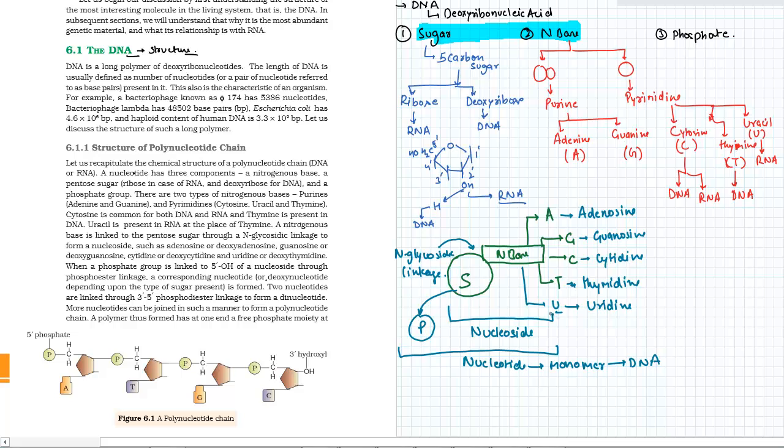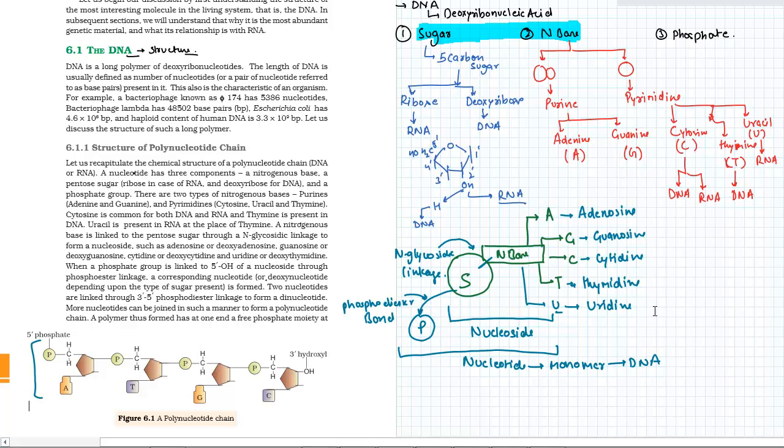If you've got uracil, then it is RNA. If it is thymine, then it is DNA. What other differences we are going to see along with it. So this bond will be known as phosphodiester bond. If the bond between sugar and nitrogenous bases is known as the N-glycosidic linkage, the bond between the sugar and the phosphate is known as the phosphodiester linkage.